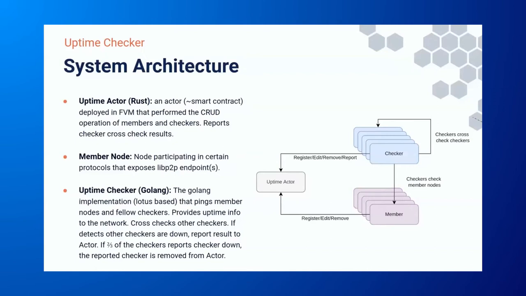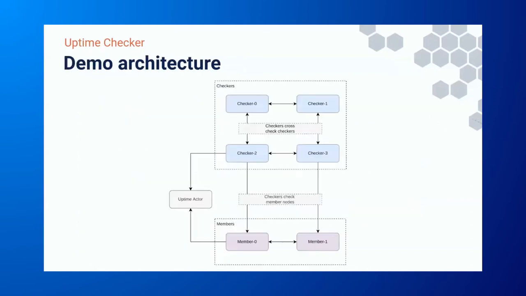So later for the demo, the architecture is a simplified version where we have four checkers and two nodes, all Lotus based. We only have one miner, though, so it's not drawn, just for the sake of simplicity. These two member nodes form a local network, and they will also have one uptime actor that's deployed within this local network. Without further ado, I'll show you the demo.